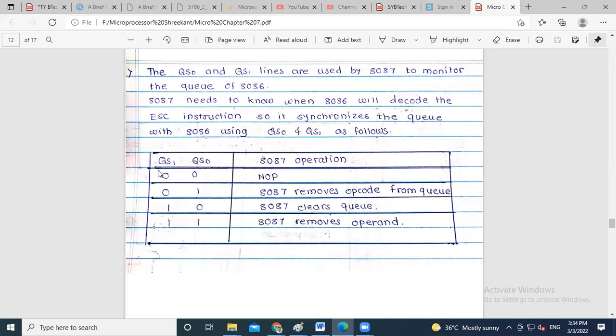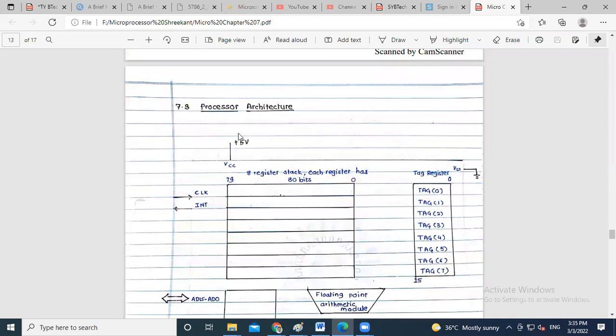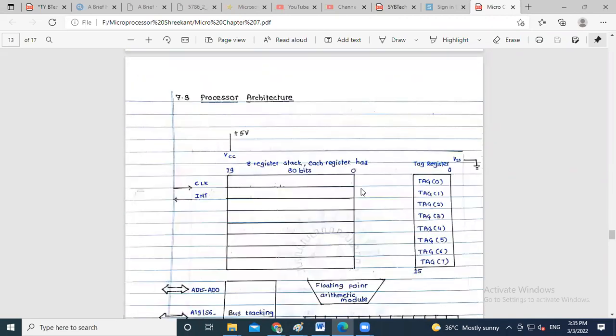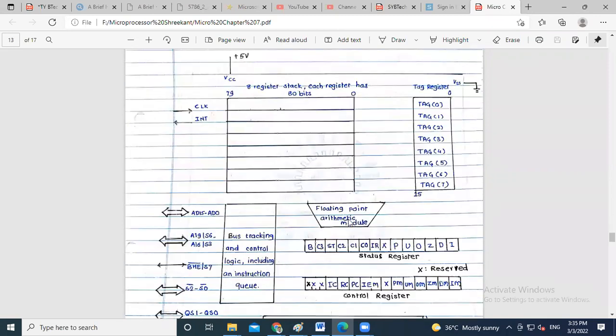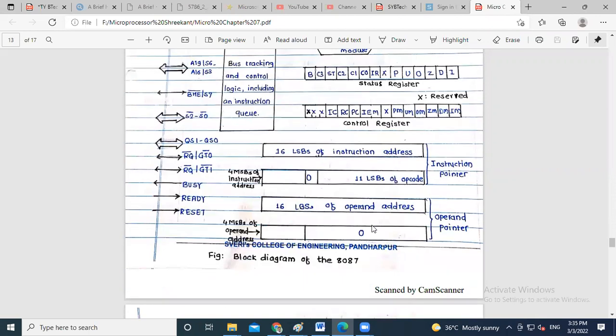If both are 0, then no operation happens. If one is high and one is low, then in the 0,1 condition, the 8087 removes the opcode from the queue, and in the 1,0 condition, it clears the entire queue. If both inputs are high, then the 8087 removes the operands. Next, there is the processor architecture I have made here. This is not from your exam point of view.